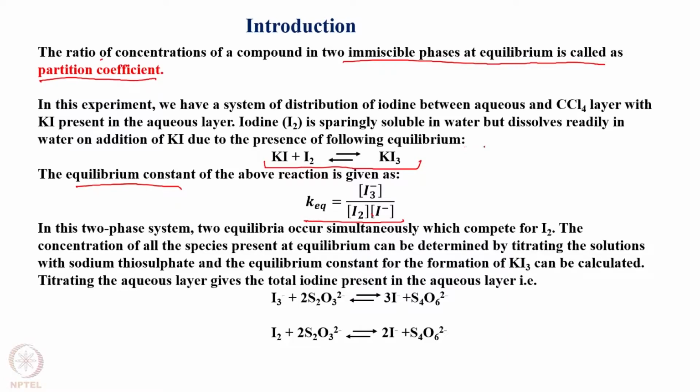So in this reaction, we have a system of distribution of iodine between an aqueous layer and an organic layer, which is CCl4 here. And KI is present in the aqueous layer. Iodine which is present in the form of I3 minus after combining with KI reacts with sodium thiosulfate to give 3I minus and S4O6 2 minus, and iodine which is present as I2 also combines with sodium thiosulfate to give 2I minus and S4O6 2 minus.